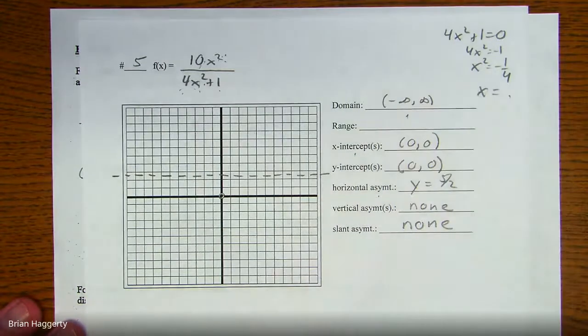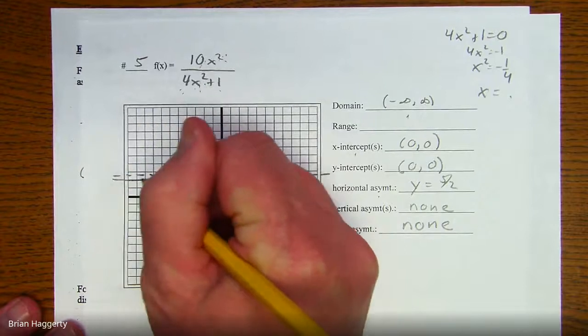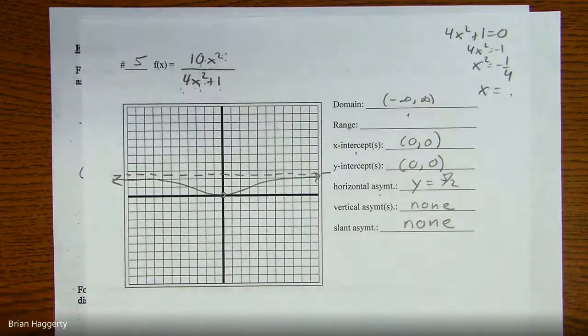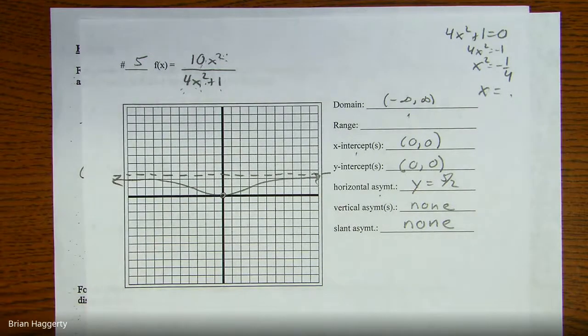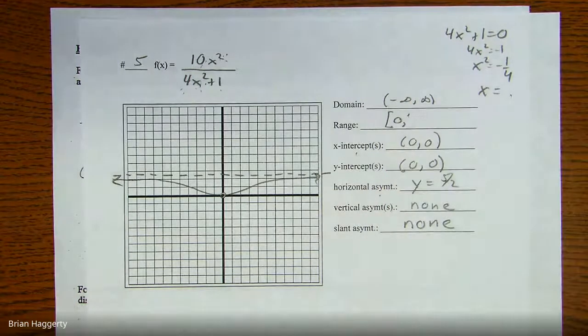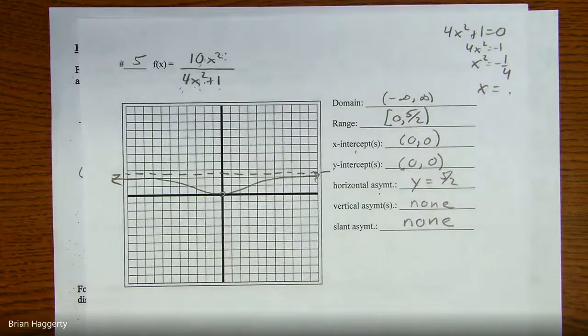Okay, all of this stuff we've done so far, you should be doing without relying upon your graphing calculator. Use your graphing calculator to flesh out the rest of the curve. We end up getting something that looks roughly like this. All right, so the range for the y values, the smallest y value is 0, and that is inclusive. And it goes up to, but doesn't touch the horizontal asymptote at 5 halves.